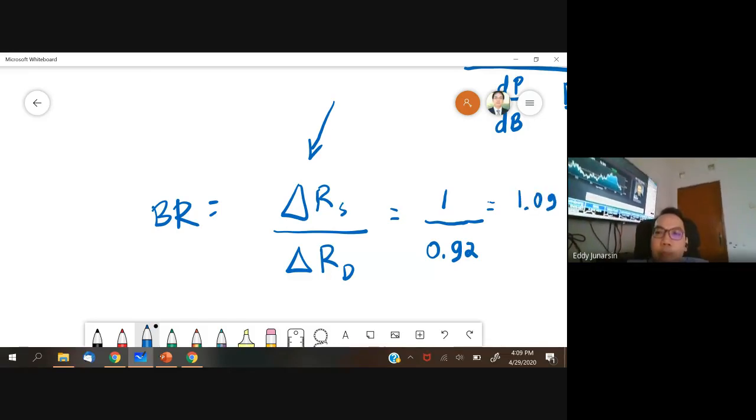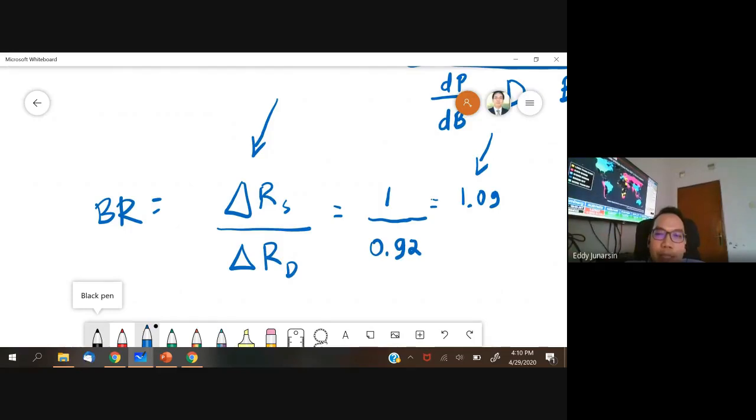So this is more appropriate, right? It's more appropriate to say that the basis risk is 1.09 rather than saying that the basis risk is 0.92, okay? I hope you got what I mean. It's just a disagreement or confusion about which one is the numerator and which one is the denominator. So I'm just telling you that this is the more common form of defining basis risk.